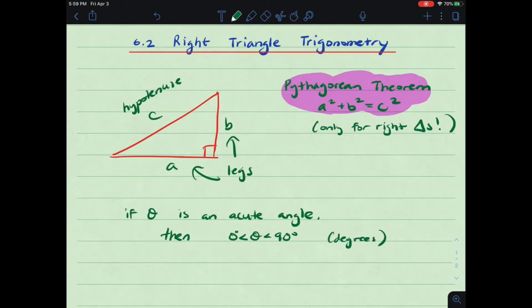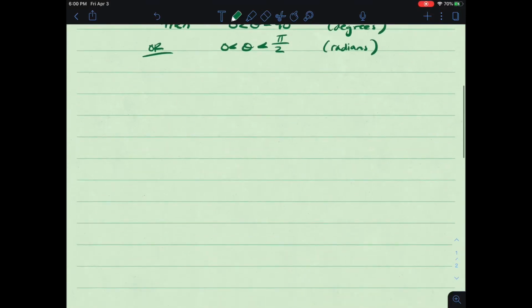But then from our last lesson, we did talk about radians as another way to measure angles. And so if I were to write this in radians, right, it would be between 0 and pi over 2 radians, right? If you remember, pi radians is equivalent to 180 degrees. So pi over 2 radians would just be half of 180, right, or 90 degrees. And this is how we can define an acute angle in radians, okay? So hopefully this is kind of a little review. Let's continue on with this lesson.